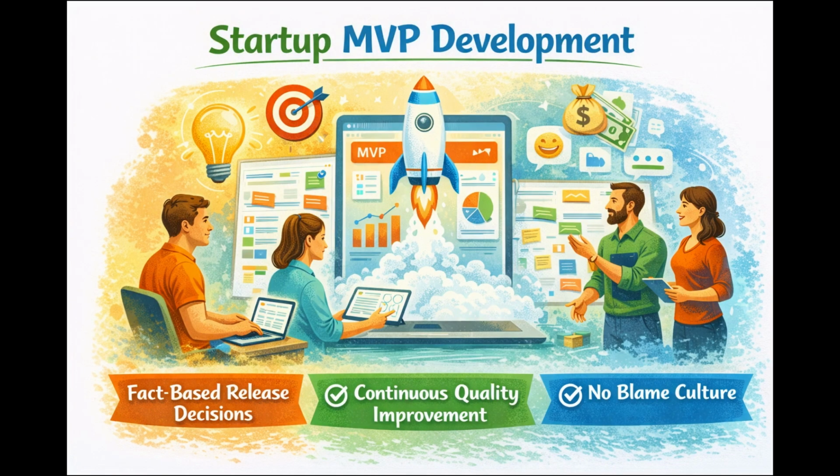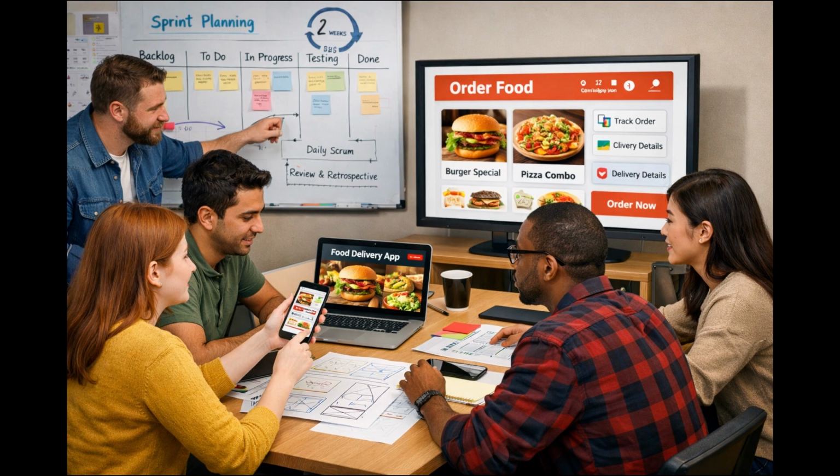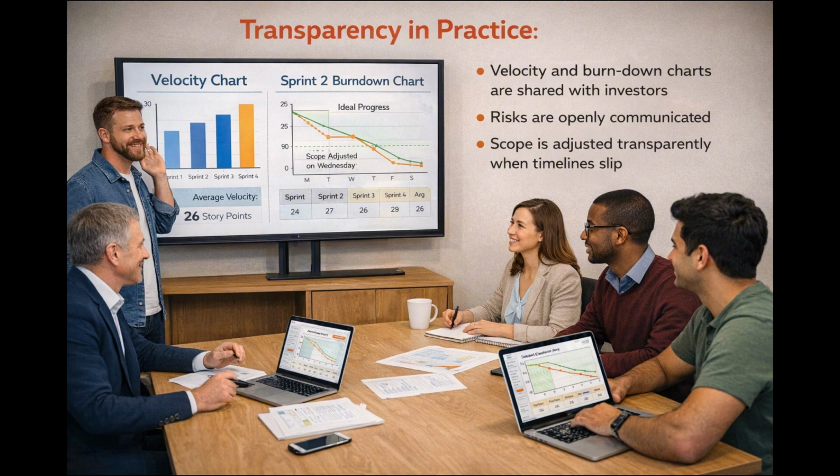Now, we discuss another example. Startup MVP development. MVP stands for minimal viable product. The scenario is a startup building an MVP under tight deadlines. Transparency in practice: velocity and burn down charts are shared with the investors. Risks are openly communicated. Scope is adjusted transparently when timelines slip.